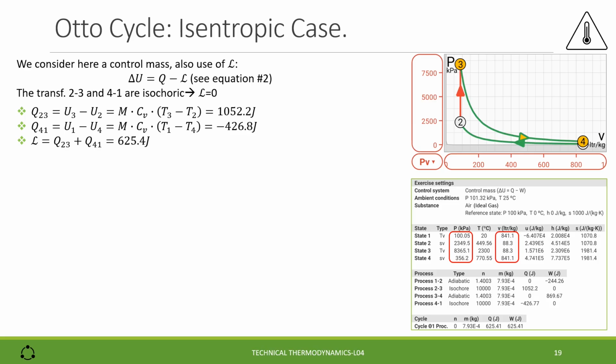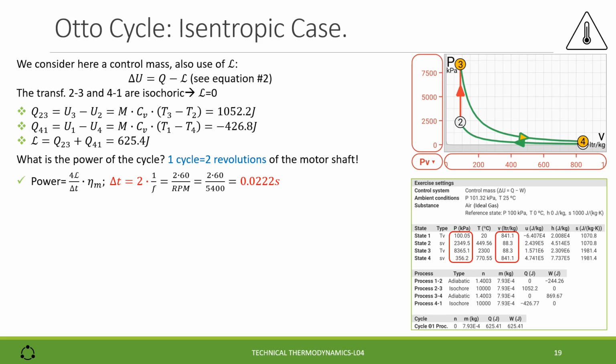But since two transformations are adiabatic, they remain only the calculated heats above. We get 625.4 joule. What is the power of the cycle? We remember that one cycle corresponds to 2 revolutions of the motor shaft.